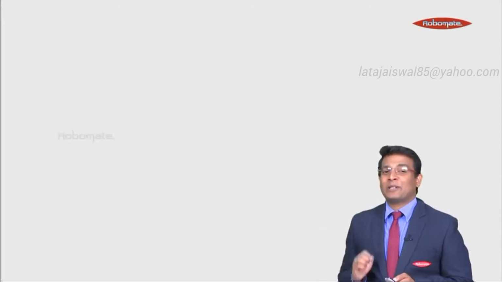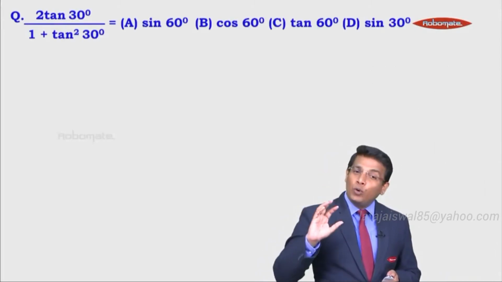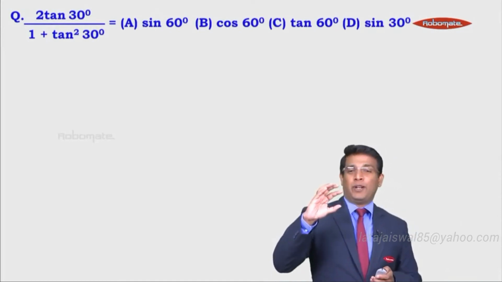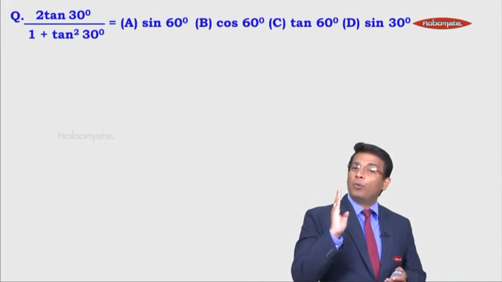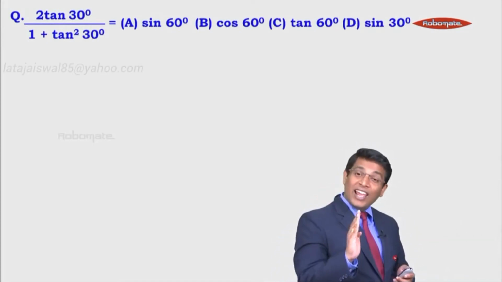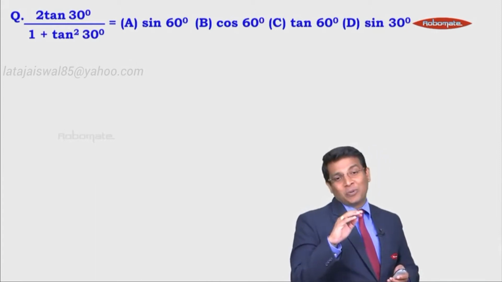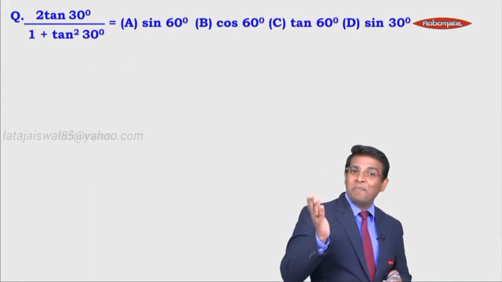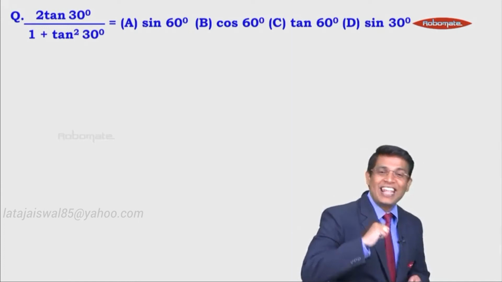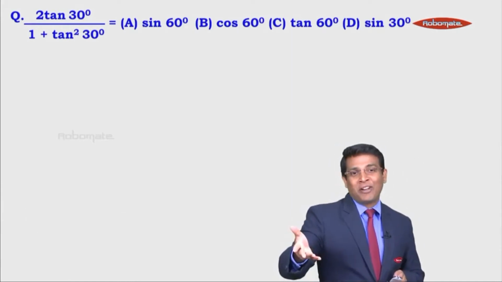A few interesting sums now. Let's see the sum. Here the sum is saying that we need to find the value of this expression, that is 2 tan 30 upon 1 plus tan square 30, and check whether it is equal to option A, B, C or D. For that, first we need to find the value of that expression, right?